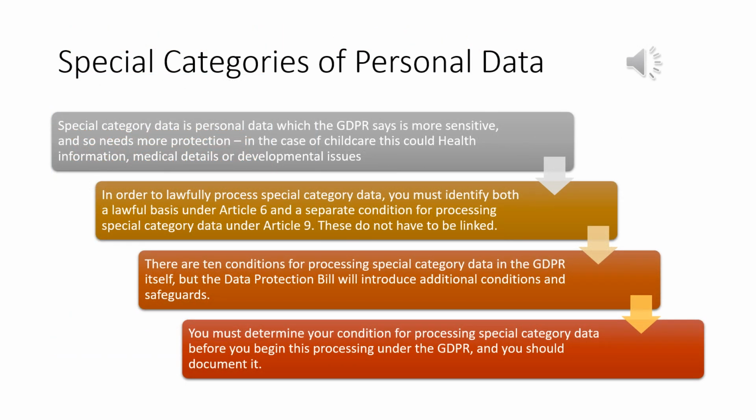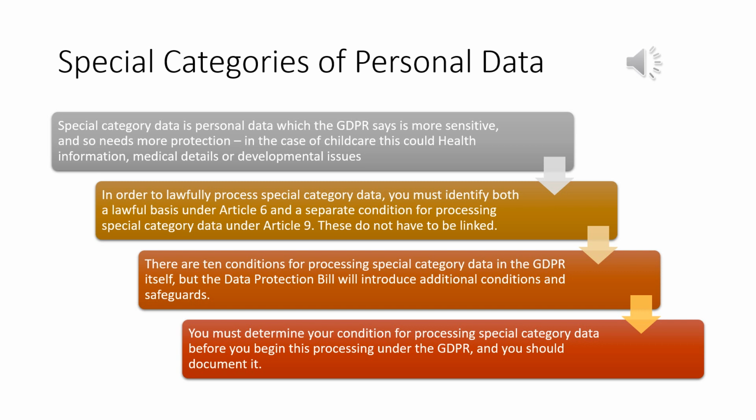Let's now look at special categories of personal data. What is a special category? Special category data is personal data which the GDPR says is more sensitive and so needs more protection. In the case of childcare, this could mean health information, medical details or developmental issues.